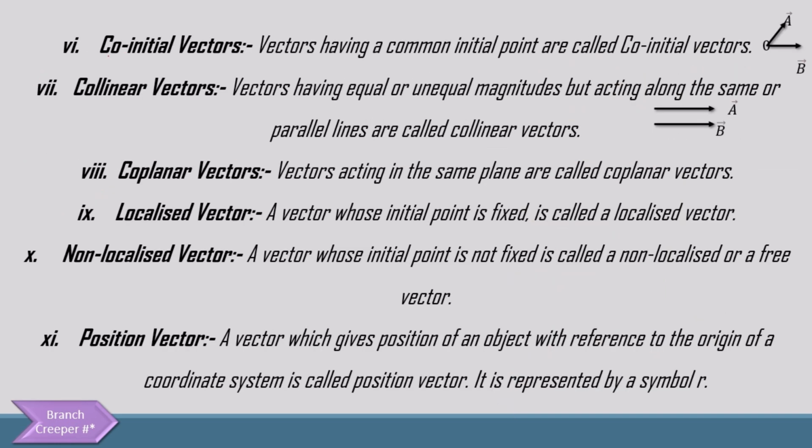Now co-initial vectors. As from the name we can identify, it means they have the same initial point. So vectors having a common initial point are called co-initial vectors. As we can see here, both vector A and vector B have the same initial point, that is the origin.